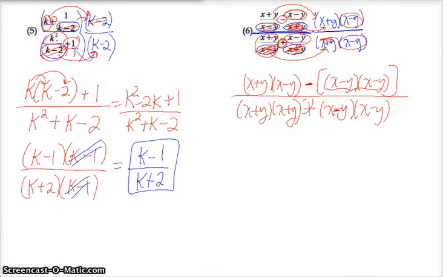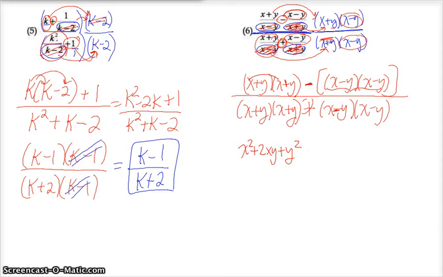So now I'm going to multiply this out, FOIL it out, and combine my like terms. So it's going to be x squared, oops, I missed a plus sign there. Oh, sorry, or did I? Yeah, I did. So x squared times x plus xy plus xy plus y squared. So that becomes x squared plus 2xy plus y squared.